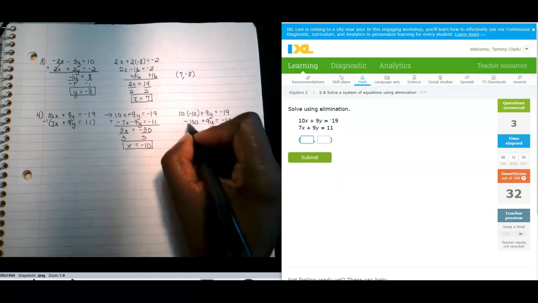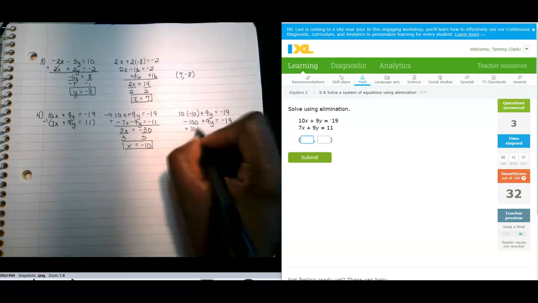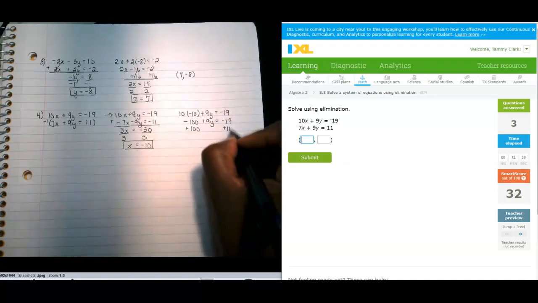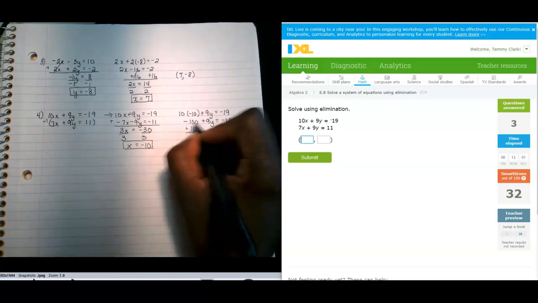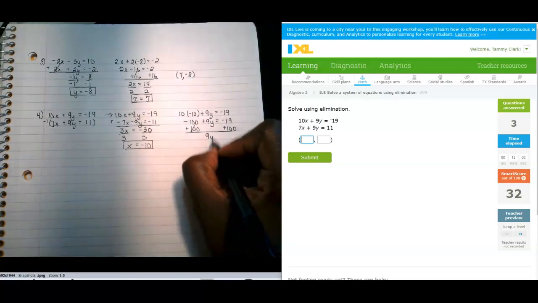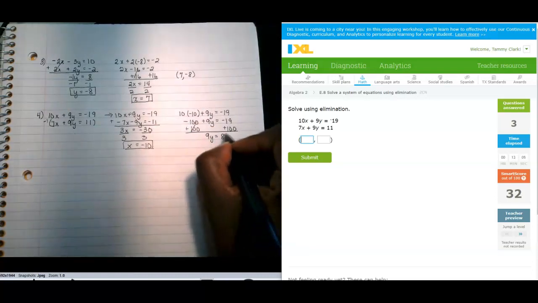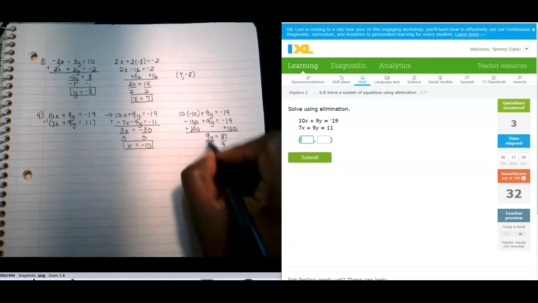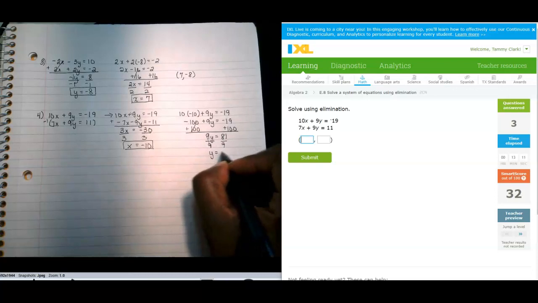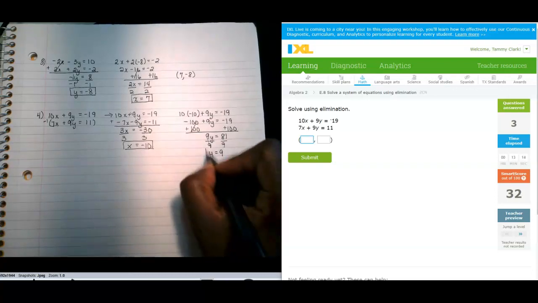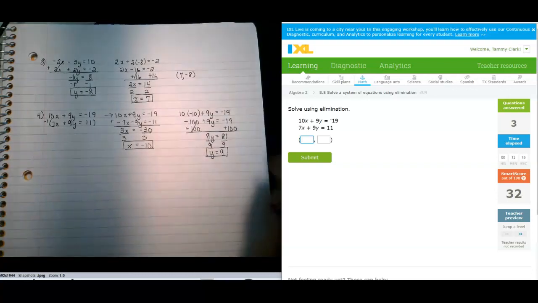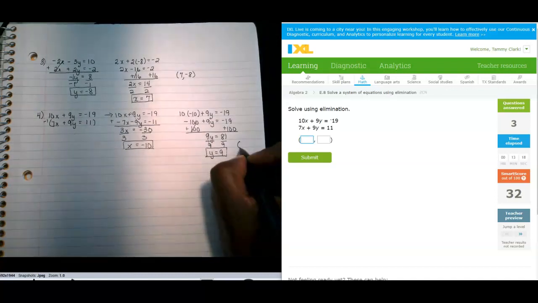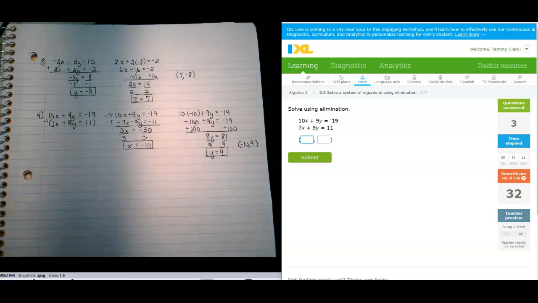We want to eliminate the 100, so we're going to add 100 to one side and to the other side of the equation. That gives 9y is equal to positive 81. Divide by 9 on both sides of the equation. We've got y is equal to 9. Therefore, the solution to our system of equations would be negative 10, comma, 9.